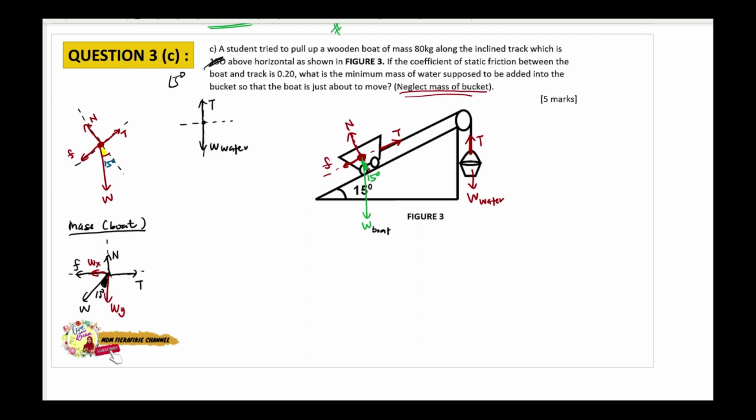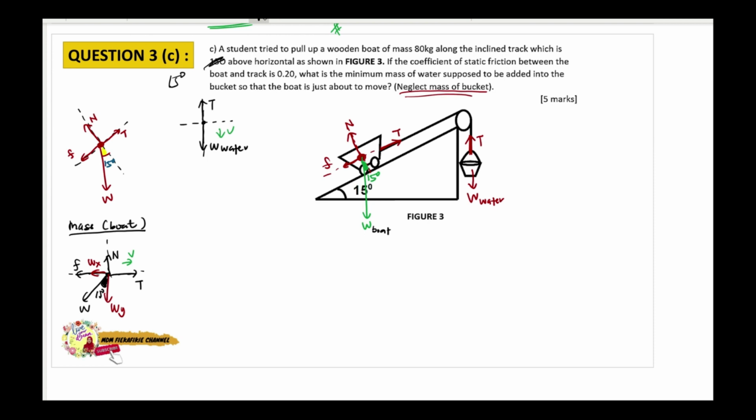Okay. I should use another color here. Yang ni pula dia turun ke bawah lah. Okay. So, look at the motion is in X component. So, we can write total Fx. Kita nak cari apa sebenarnya ni? Kita nak cari mass kan? Mass of the water. Okay.